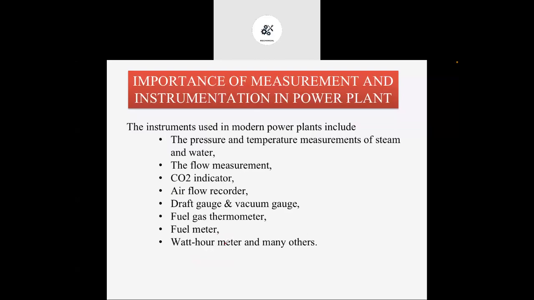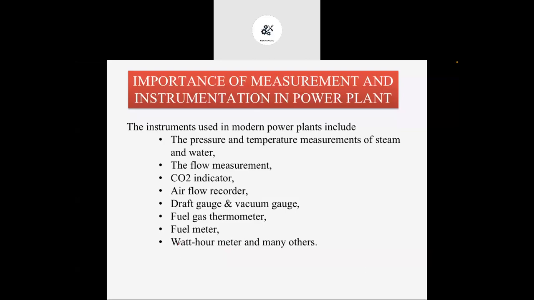For that we also use different analyzers. Then there is an airflow recorder. Then draft gauge and vacuum gauge are there to indicate the pressure available in the drafts and in the different ducts. Then the flue gas thermometer is there to measure the temperature of the gas. Then the fuel meter is there to measure how much fuel has been consumed.